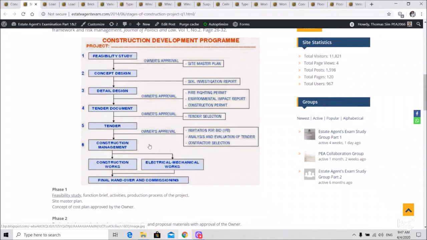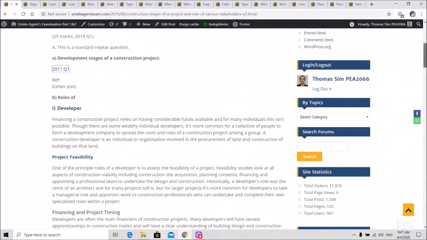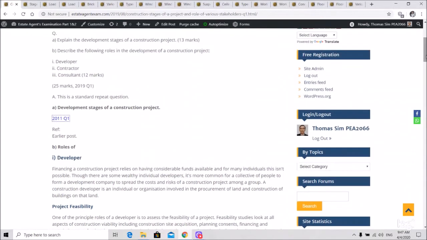So all that tendering approval done, then they start commencement, they commence the construction. So this is roughly the normal scenario how a development project will go through in the stages of pre-construction. Then after that, they will start construction. So the second question part, we explain the following roles in the development.